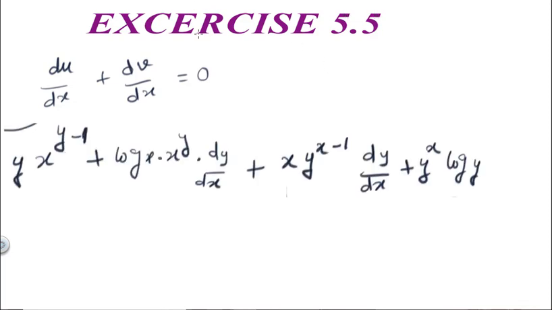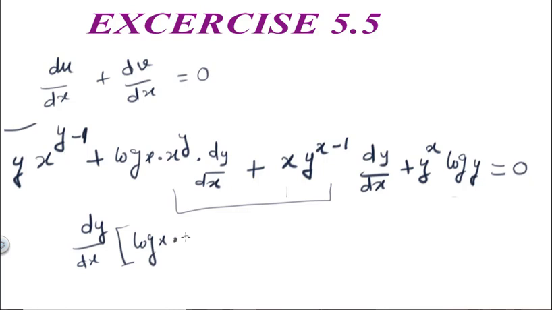So here I have now placed the value of du by dx and dv by dx. Let us combine the terms of dy by dx, which are these two, and shift the other terms to the other side. So when we take these two terms, with dy by dx common, what we get is log of x into x to the power y plus x y to the power x minus 1. Clear? This is what you will get from here.